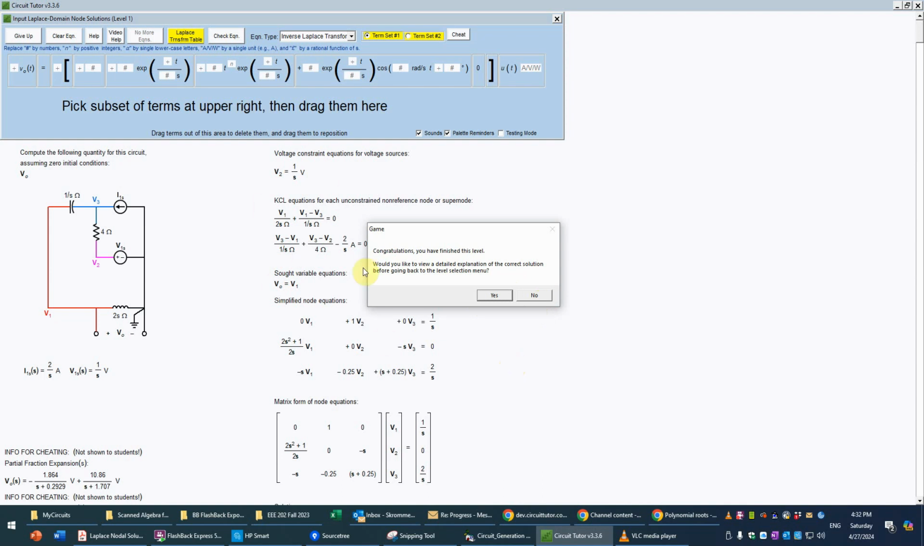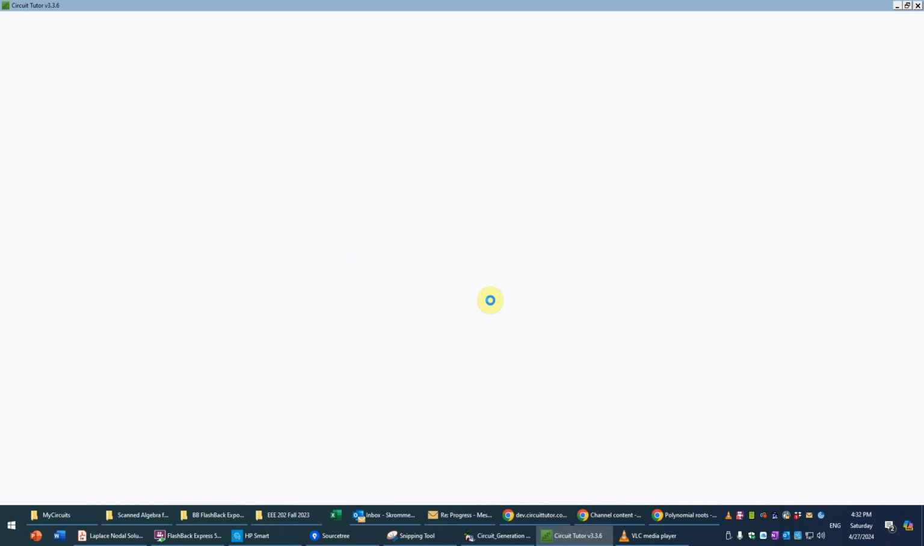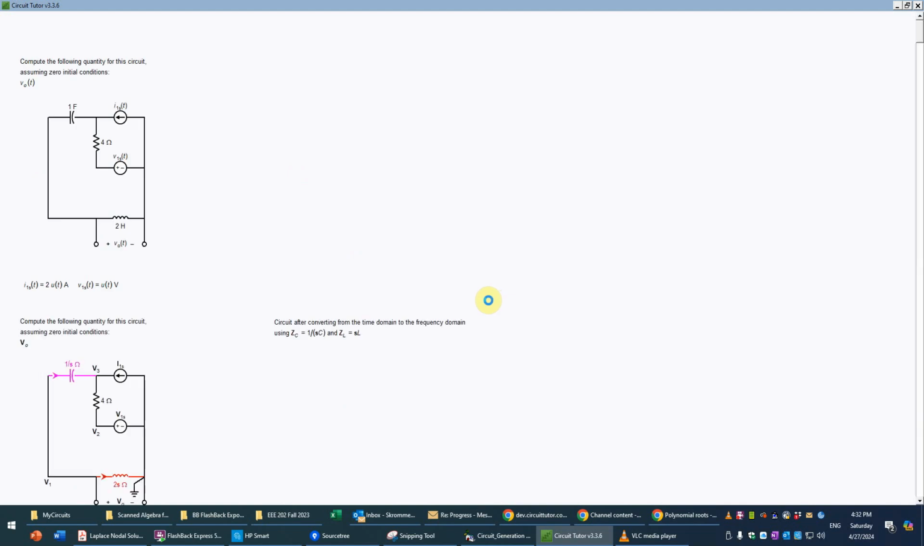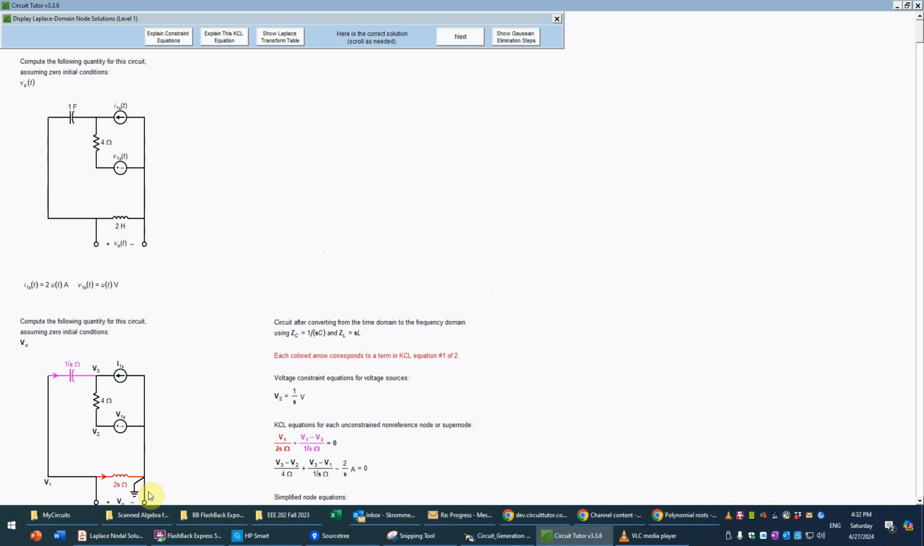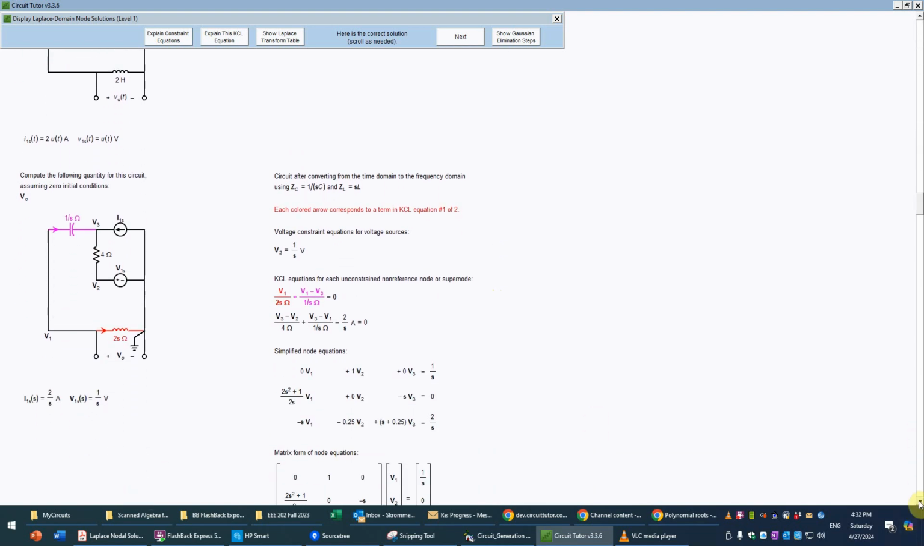After you finish, there's just one problem required on this level. So after we finished, you can get a detailed explanation if you like here. So I'll opt for that here. And basically now it shows it as if it were an example. So it shows all the steps, including conversion from the time domain to the frequency domain. And it's going to do it kind of its own way now.